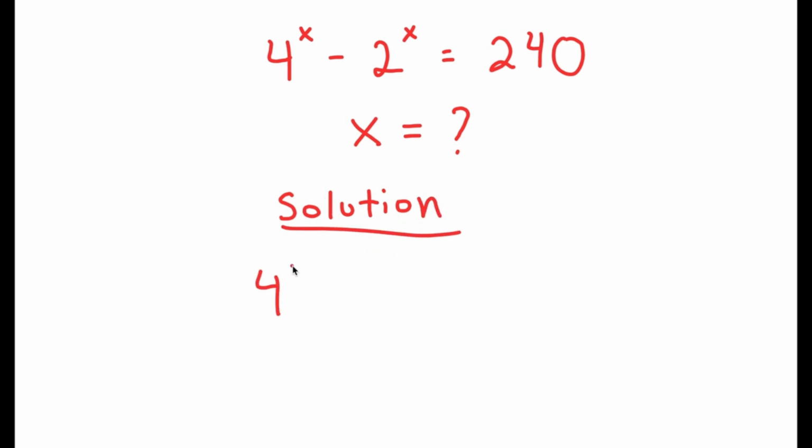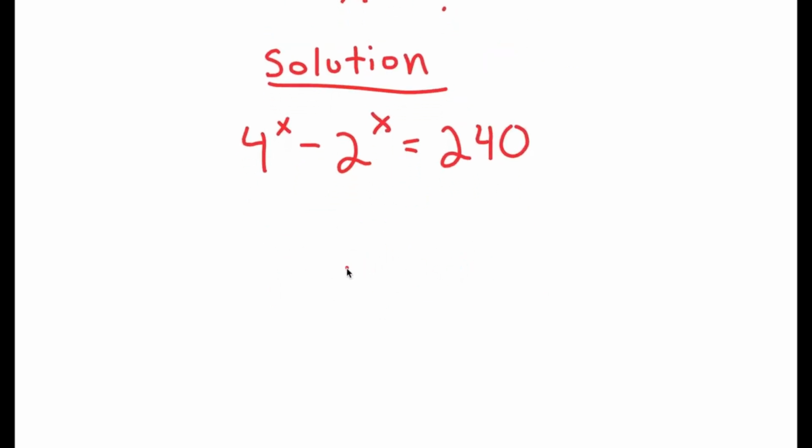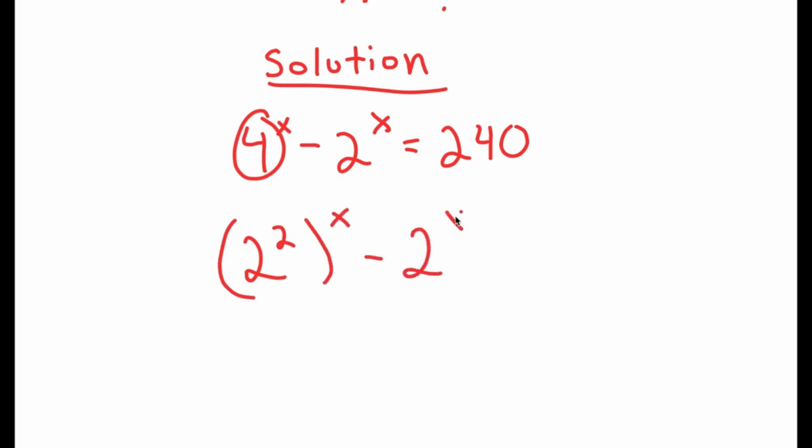And now for my solution. So I'm going to first start with my equation, 4 to the power of x minus 2 to the power of x is equal to 240. And from here, I'm going to rewrite 4 as 2 squared. So I get 2 squared to the power of x minus 2 to the power of x is equal to 240.